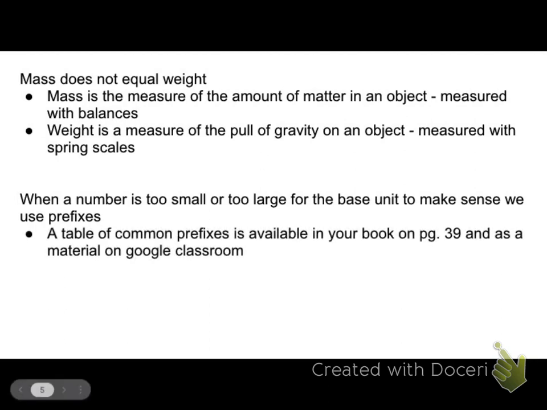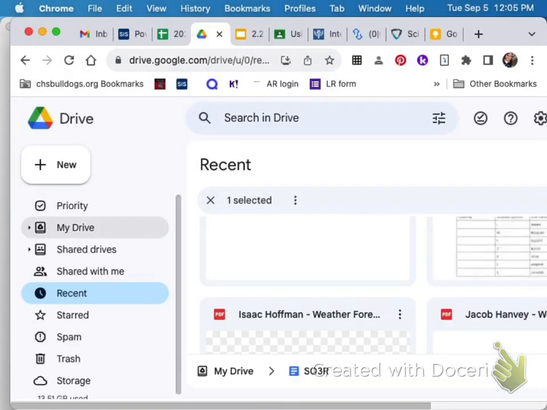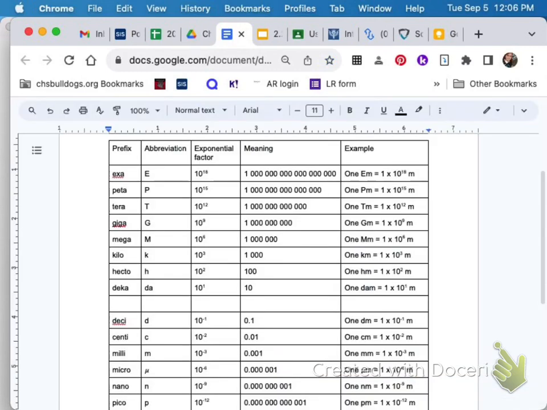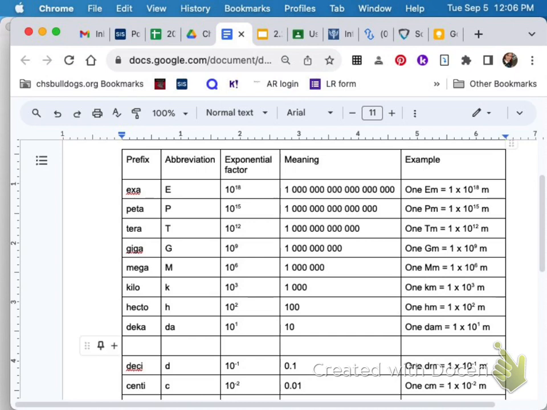There is a table of common prefixes available in your book on page 39, and I also am going to put it up as a material on Google Classroom. And I'm going to bring it up right now so we can discuss what it looks like. So here is the chart that I was talking about. Zoom in a little bit. So imagine this space in the center that's blank is the location where you would put your base unit. So if we're going for the unit of length, then our base unit can go ahead and be the meter.